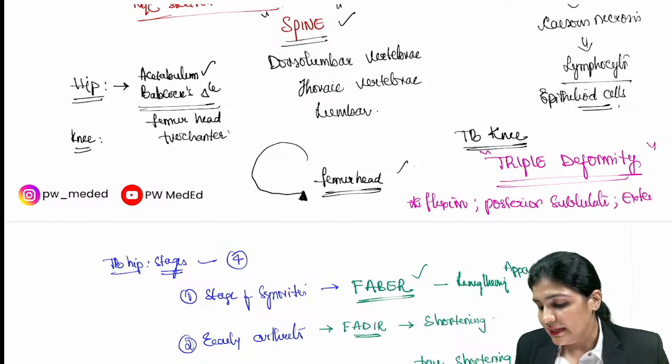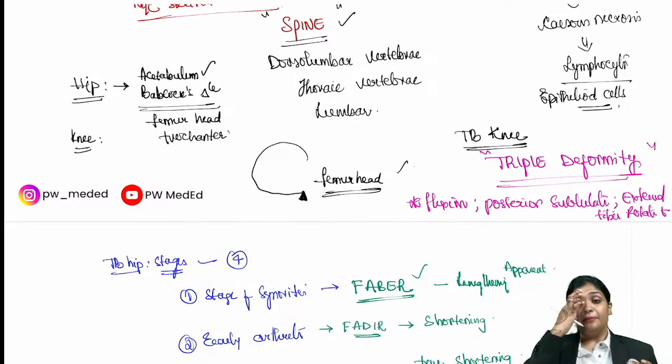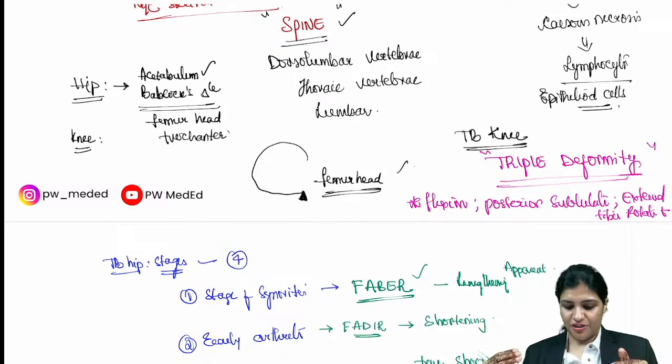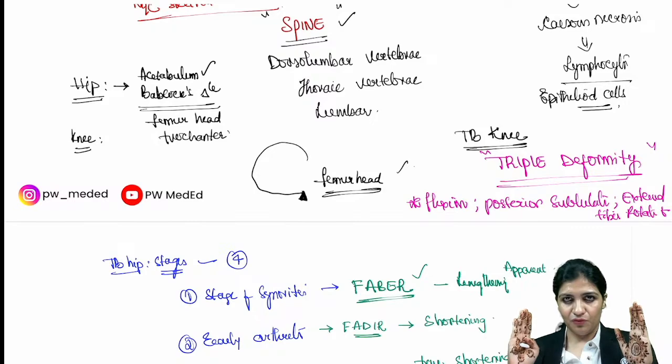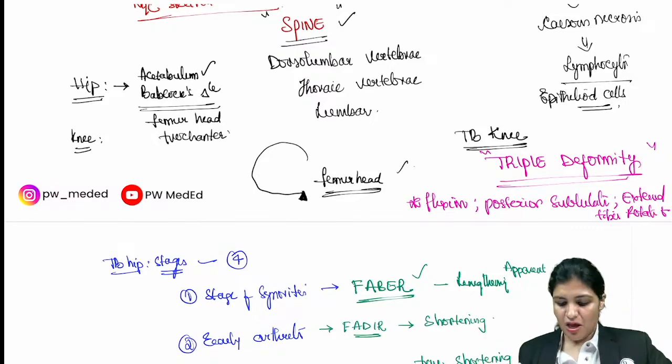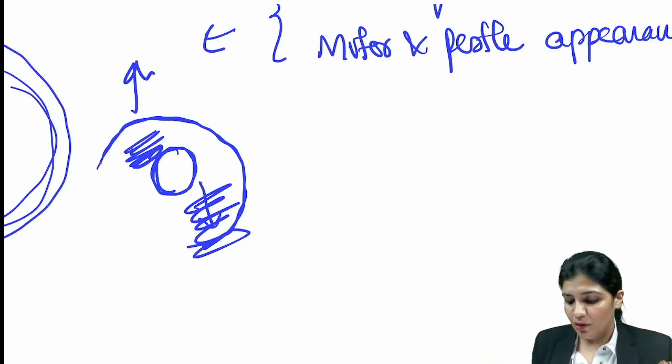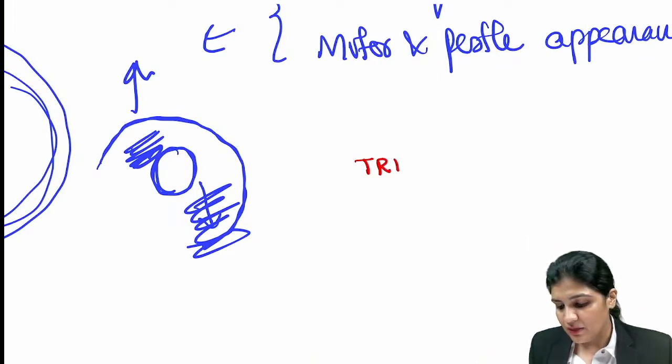So there will be external rotation of the tibia, right? So the tibia is externally rotated, the leg is externally rotated with posterior subluxation and flexion. So this is the triple deformity of the knee which is seen in tuberculosis. With this, we have to again read about the conditions where you see the triple deformity.